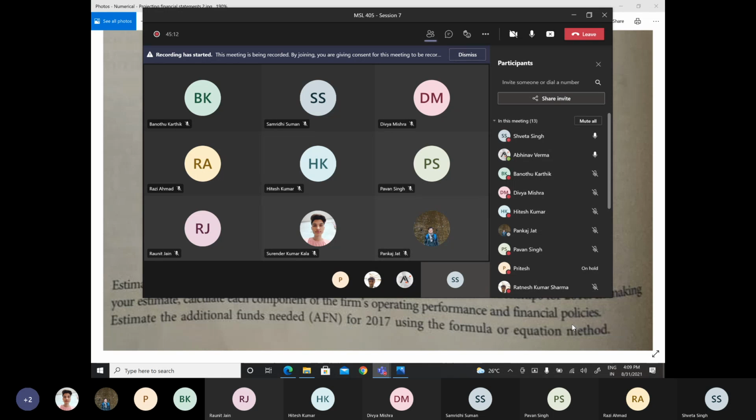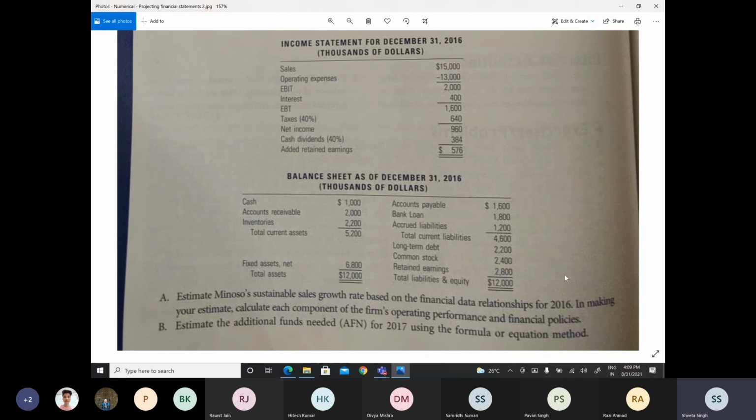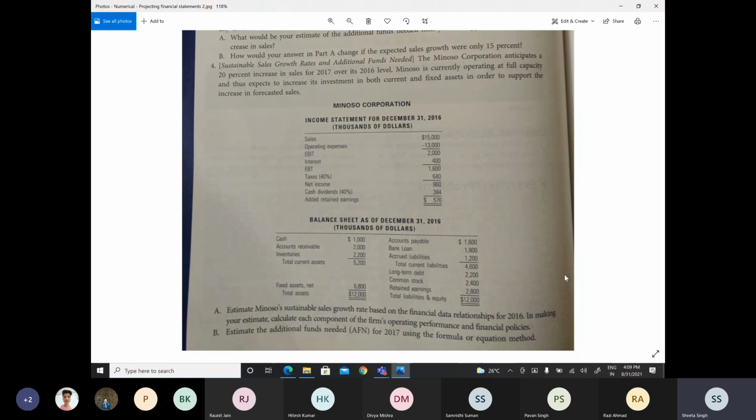Yes, Abhinav? Can you minimize this window? Yeah, I will. Okay. Abhinav, it is already uploaded on your Teams as well. If you can't see it here, you can just download it from there. Okay, ma'am. Let me see if everyone is doing it. I can't see everyone unless I minimize this. Is everyone solving?